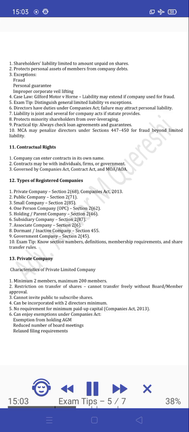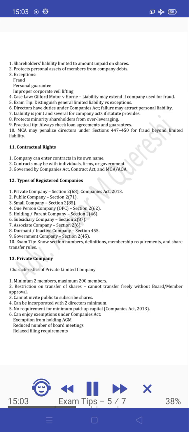13. Private company. Characteristics of private limited company. 1. Minimum 2 members, maximum 200 members. 2. Restriction on transfer of shares. Cannot transfer freely without board approval. 3. Cannot invite public to subscribe shares. 4. Can be incorporated with 2 directors minimum. 5. No requirement for minimum paid-up capital under Companies Act, 2013.